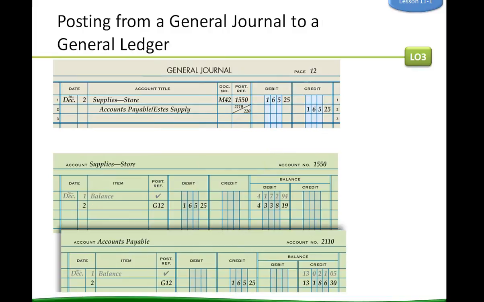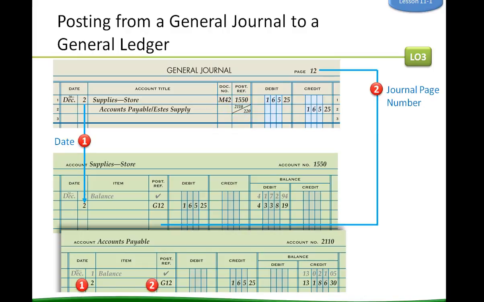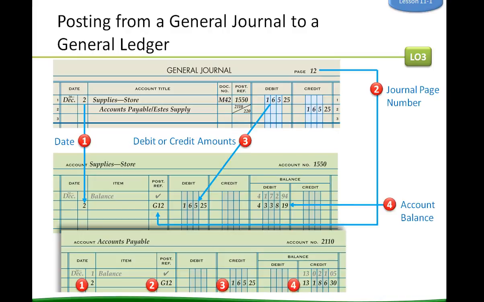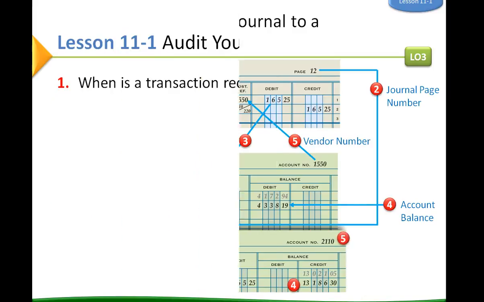And then posting from a general journal to a general ledger. So we have our general journal, and then we're bringing all the information down. And if you look here, we have account numbers, and our post reference for the supply stores, the account number goes here, and then the account number for accounts payable goes in part of that diagonal line. So our dates, journal page number, general journal page 12, debit or credit amounts, and then your new account balances. And then you bring your vendor number up and your account number up.